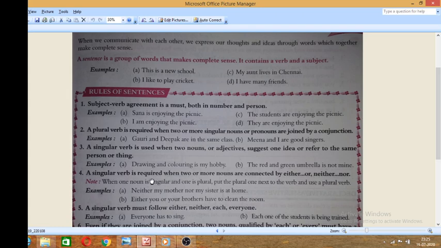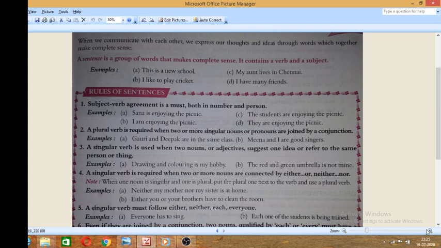The next is a singular verb is required when two or more nouns are connected by either or neither or. If the two or more nouns are connected by either or neither or, then a singular verb will be used. You can see that here use has been used.